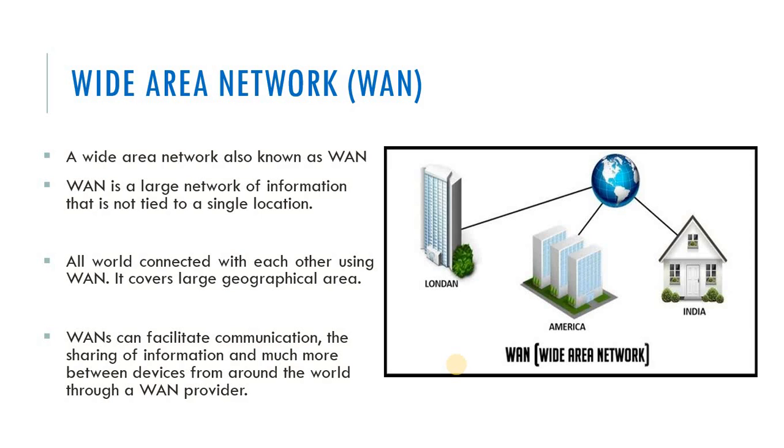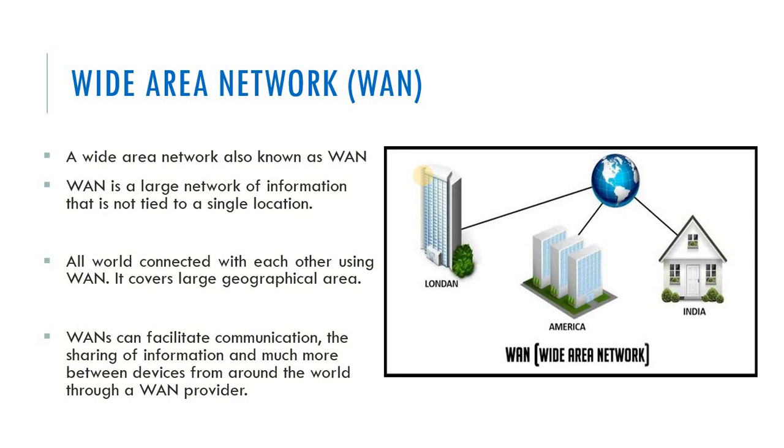Yes, so there is one central location. Suppose the central location is Australia, and the other locations are India, America and London. All those locations are connected with the central location. Now if India wants to pass some information to London, it can use a WAN network, and based on the WAN provider we can easily transfer the data to London.